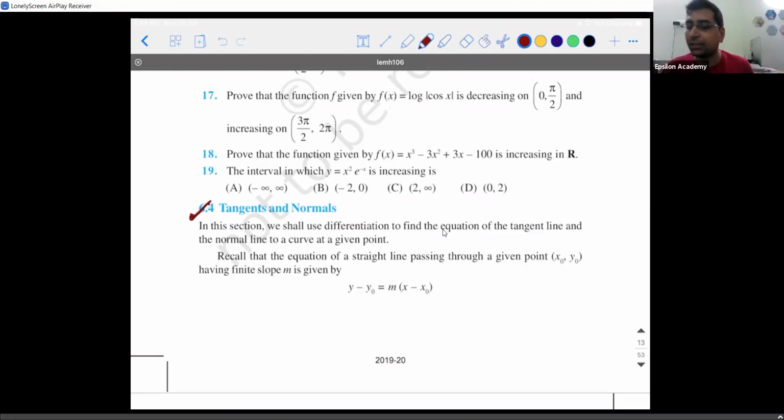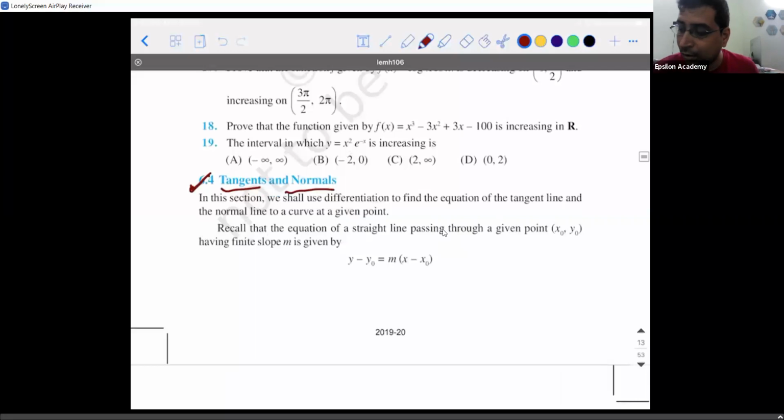Whose application is the next exercise. This is a very, very simple exercise, except the fact that you need to recollect certain formulae from last year's concept. That's it. So the name of this exercise is tangents and normals. So what we will do here is, using the applications of derivatives, we will be finding the equations of tangents and normals to a particular curve at a given point. That's it.